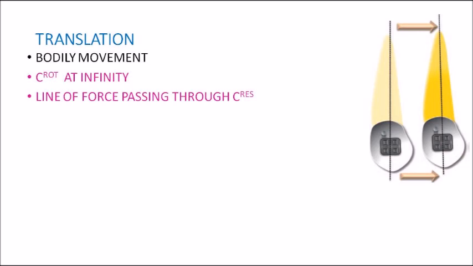Now torquing is when the root is moving but the crown is remaining stationary. So what happens when a force is applied and both the crown and root are moving in the same direction as the force being applied? That is called translation or body movement.